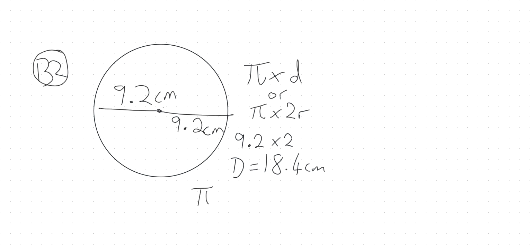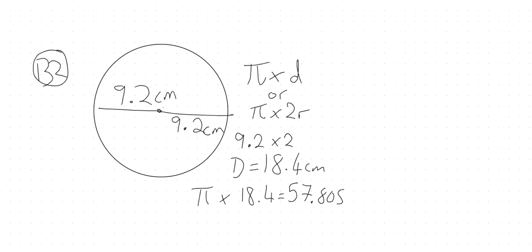pi multiplied by 18.4. So pi multiplied by 18.4 equals 57.805, and then it continues on to various degrees of accuracy. What we want to do again, check the question. Does it say 1 decimal place? Does it say a significant figure? But we'll go again to 1 dp on this one.